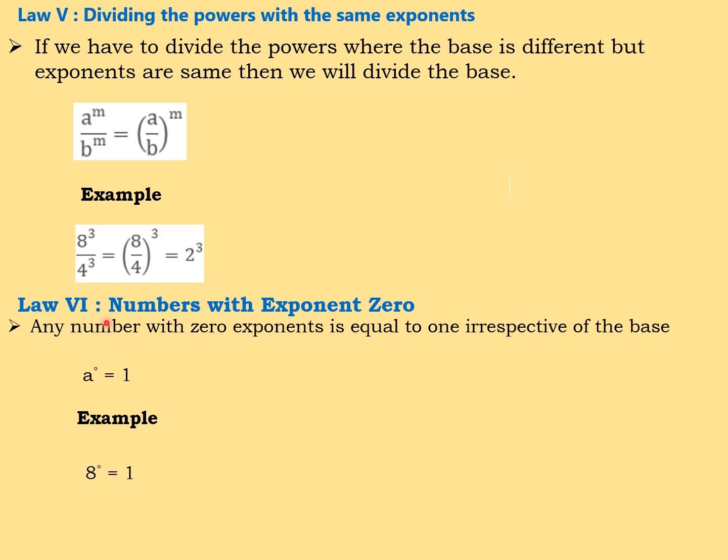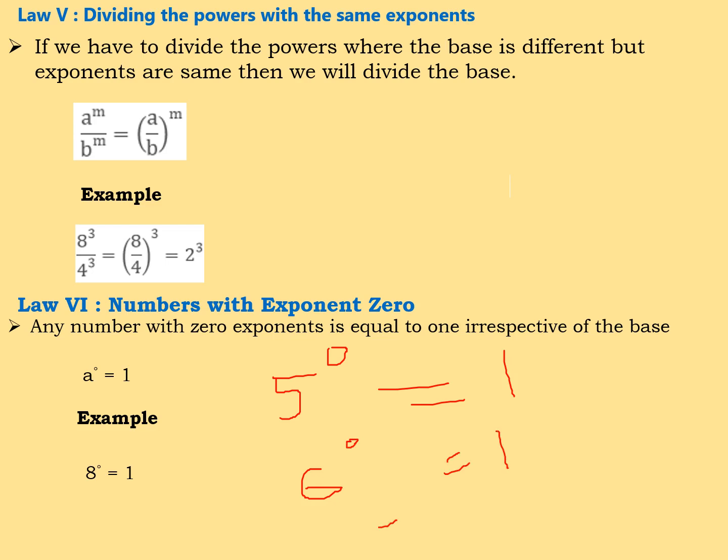Law 6, numbers with exponent 0. In my previous class also I told you this. Any number with 0 exponent is equal to 1 irrespective of the base. It means 5 to the power 0 is 1. 6 to the power 0 is 1.